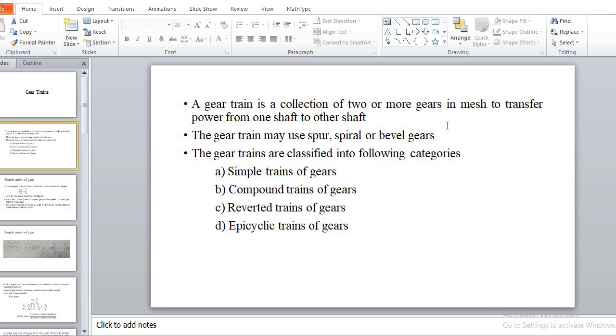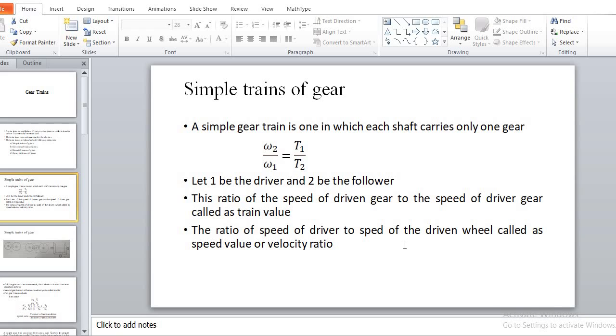This gear train may use spur gears, helical gears, spiral gears or bevel gears. Gear trains are generally classified into four types: simple train, compound train, reverted train, and epicyclic train of gears. So we move towards the simple train of gears.